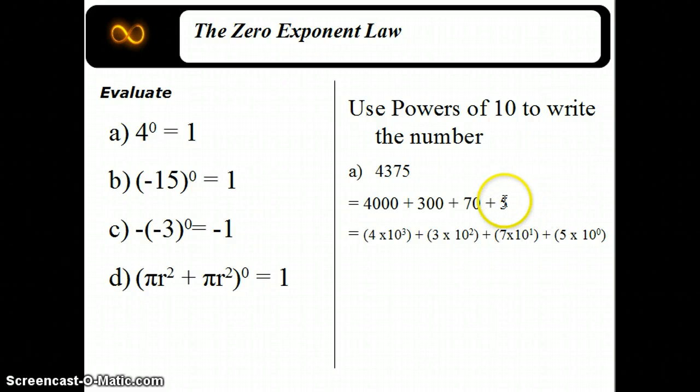And over here, 5 times 1 is 5. But I can't write it as 5 times 1. I have to write it as 5 times 10 to the power of something. That's what powers of 10 mean. 5 times 10 to the power of 0 is the exact same thing as saying 5 times 1. And this is an example why we need to use the zero exponent law when we're writing it out in powers of 10.